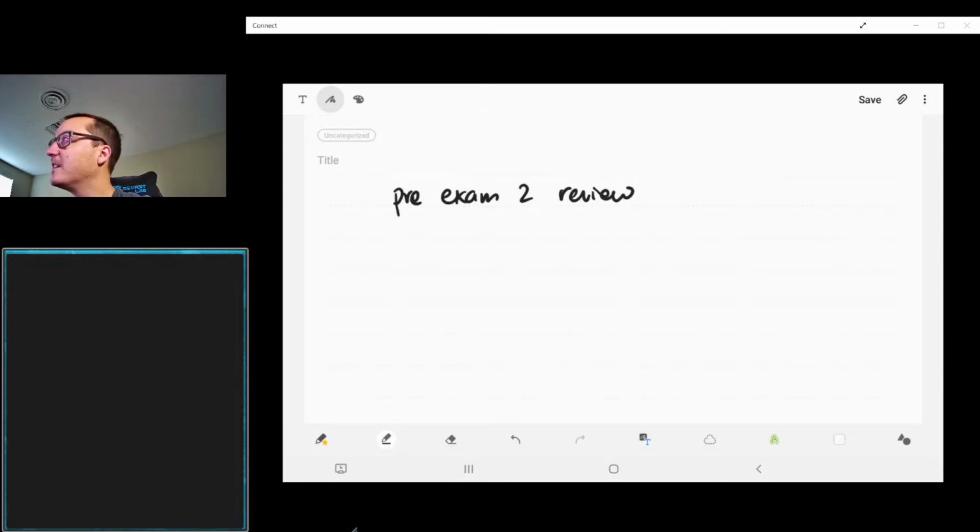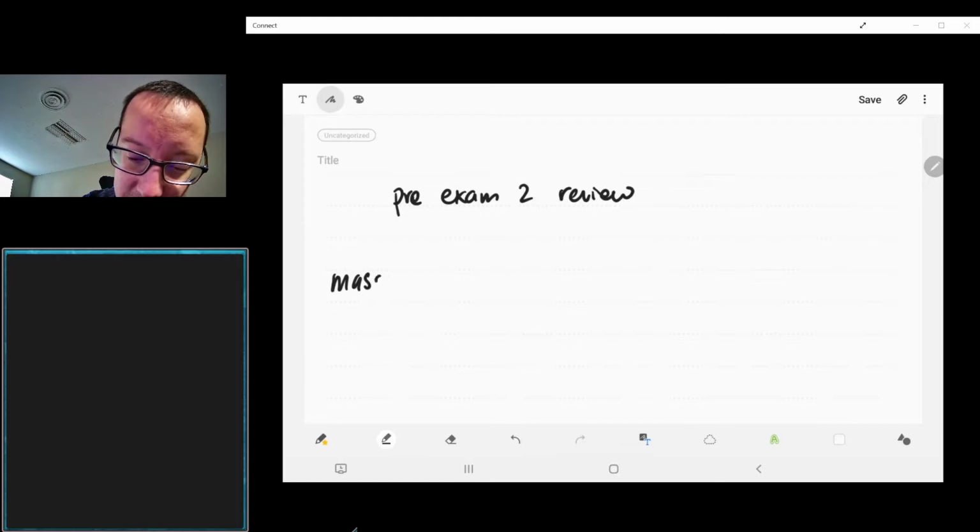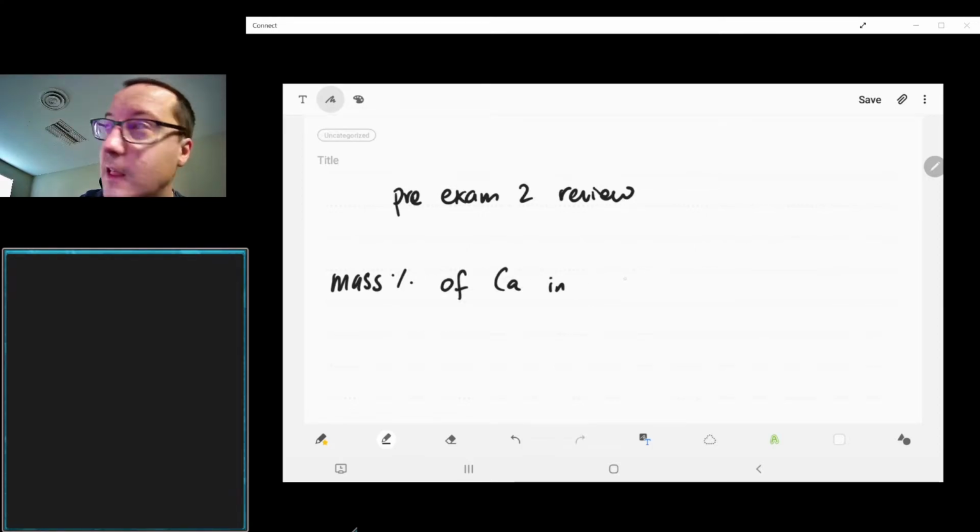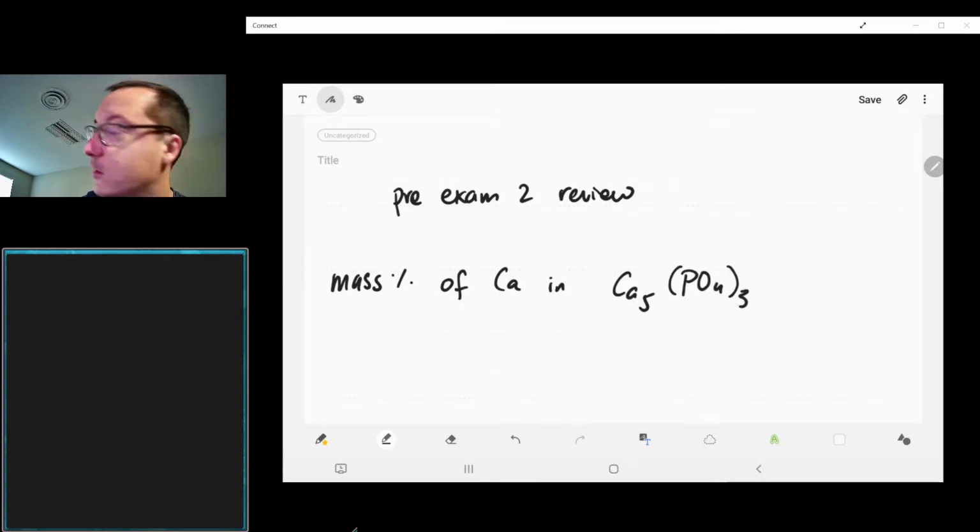on the Spring 19 exam 2, which talks about a fairly complex compound, calcium hydroxyapatite. So let's go ahead and take a look at that. The question is asking us what's the mass percent of calcium in that compound, which is Ca5(PO4)3, and then there's a hydroxide stuck on at the end.